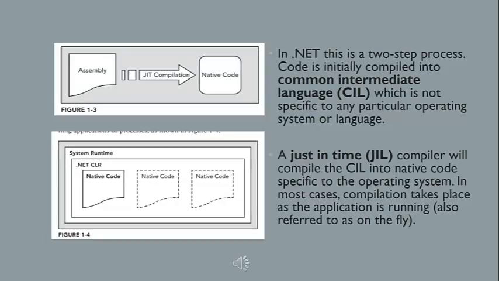Code is initially compiled into Common Intermediate Language, CIL, which is not specific to any particular operating system or language. A just-in-time, or JIT, compiler will compile the CIL into native code specific to the operating system. In most cases, compilation takes place as the application is running, also referred to as on the fly.